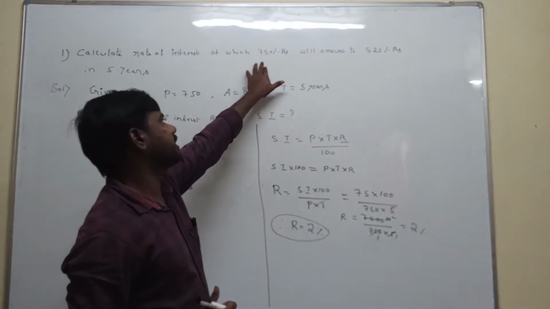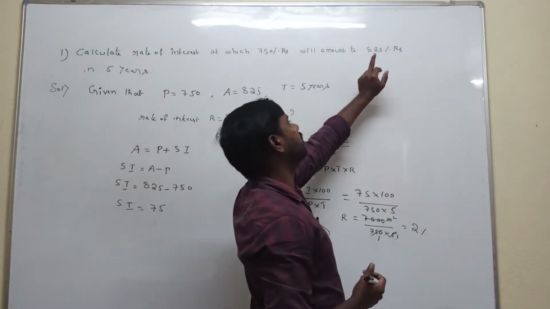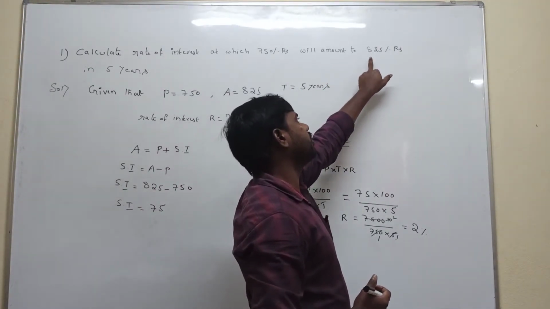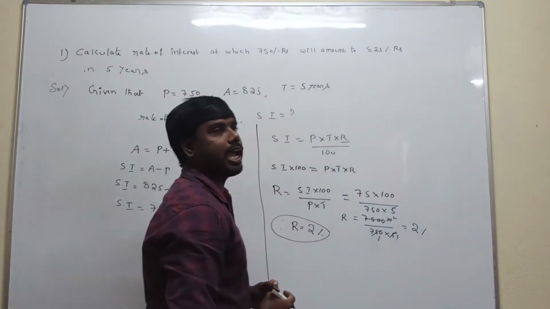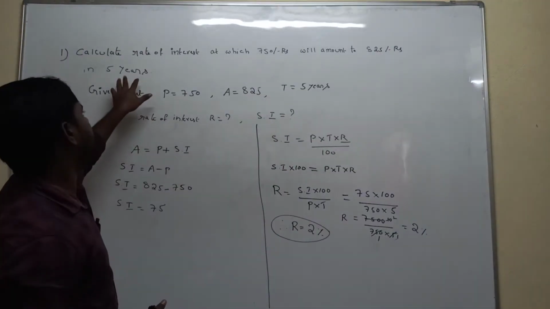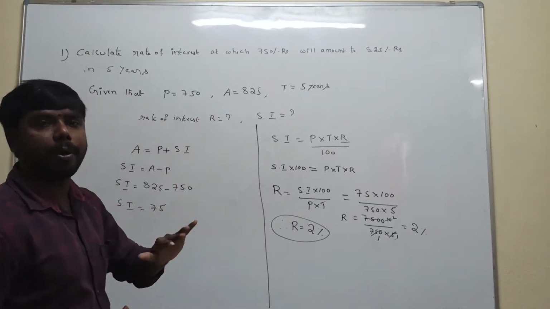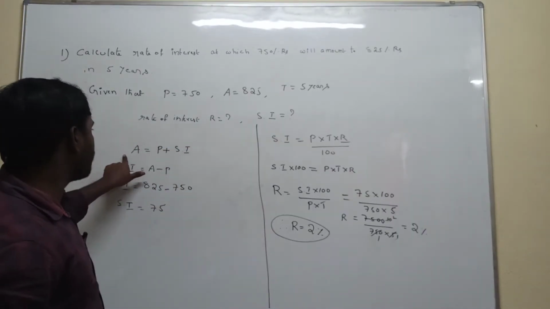Principal amount is given as 750 rupees. Rate of interest is not given, that we need to calculate. Total amount is given by capital A is equal to 825 rupees. Next, time T is equal to 5 years given. Whenever the amount is given, you should apply the amount formula. That's why first we are applying the amount formula.